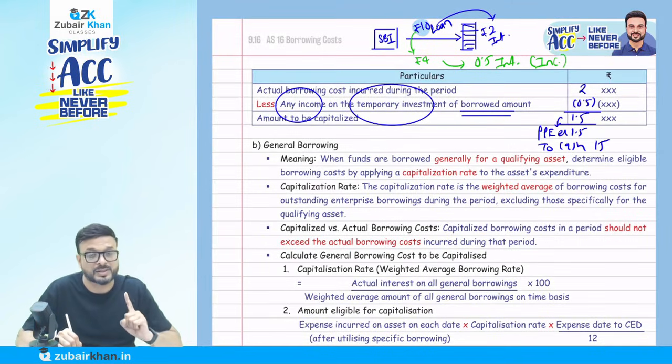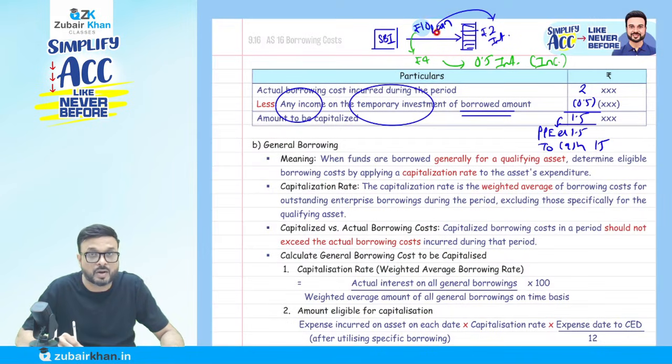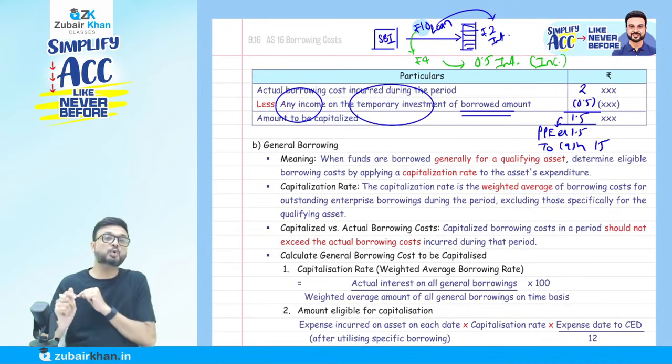So in case of specific borrowing, if you have made any investment out of those funds, generally people don't do that. They took this loan for the purpose of construction. But if they do any investment temporarily, the income that we have received on that temporary investment should be reduced from the cost of the borrowing that year. Okay. Now there are two types of borrowing.